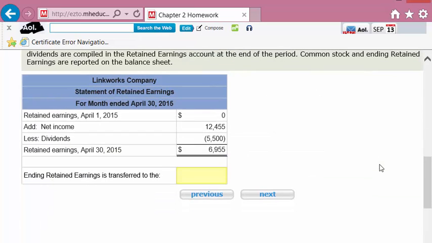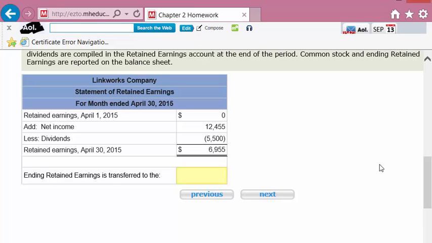Good. There's my statement of retained earnings. I added the net income. I have my dividends coming out. That gives me my ending balance in the retained earnings, right? So if I were to give you the beginning balance of retained earnings and the ending balance of retained earnings and tell you the amount of dividends, could you figure out the net income?